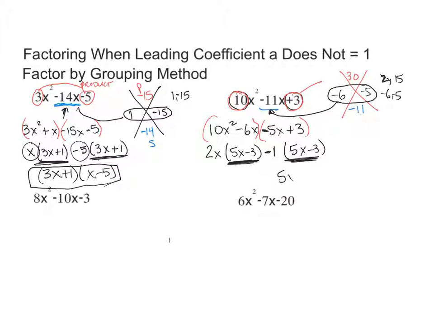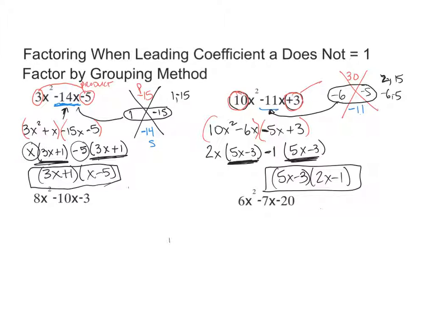So now we take out this 5x minus 3, and you are left with this 2x minus 1, and that is this problem fully factored. Again, you can FOIL it out and double check, and you will get the right answer that we have there. All right, let's move on to the next one.